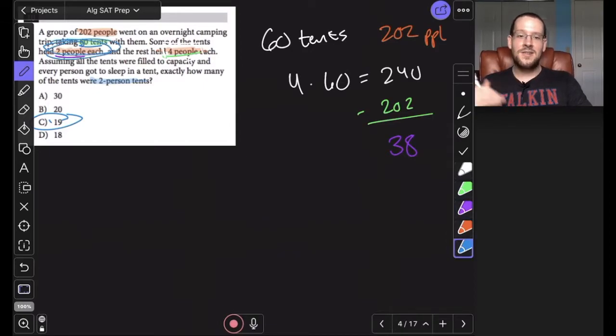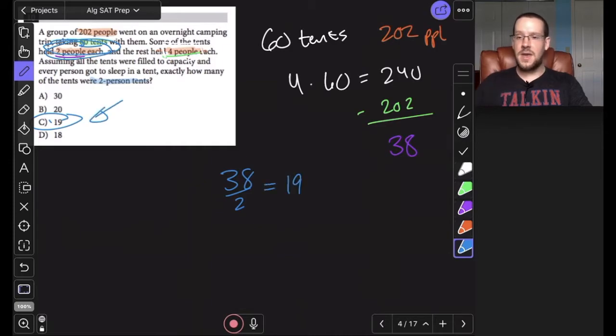How many 2-person tents were there? How many 2-person tents were needed? Well, it would be what is left over divided by 2. Again, we get our same answer. So for these sorts of problems, you don't need to remember those, and that's why I said in the beginning of this problem that you didn't really need to remember how to set up that equation, because these problems can always be figured out.